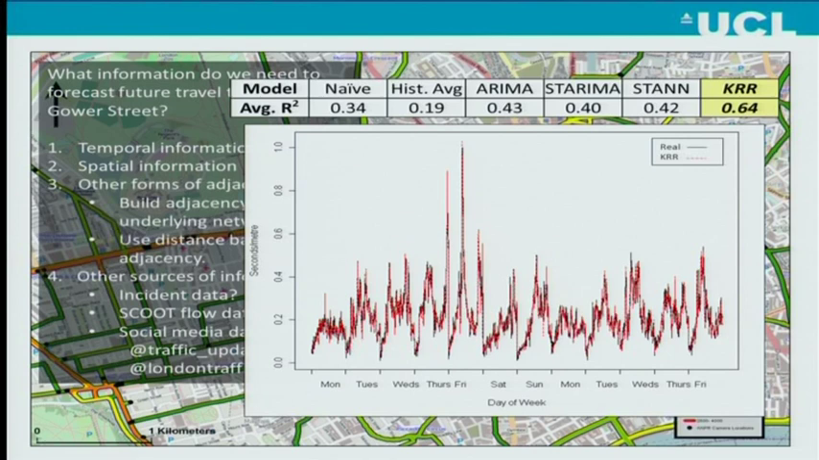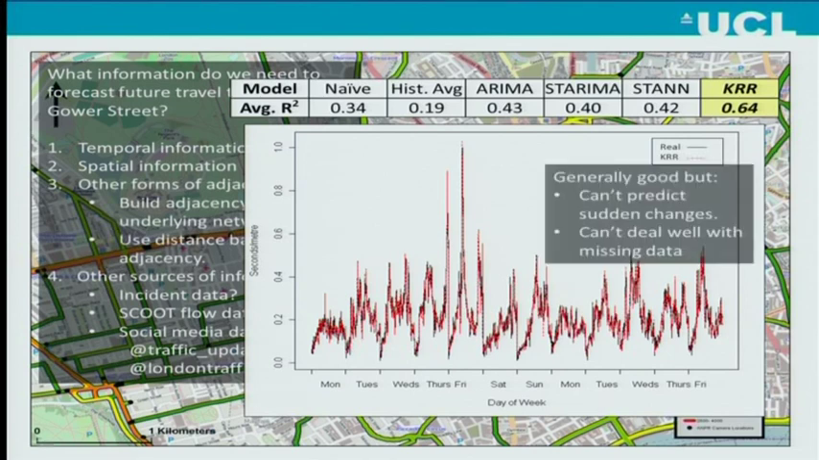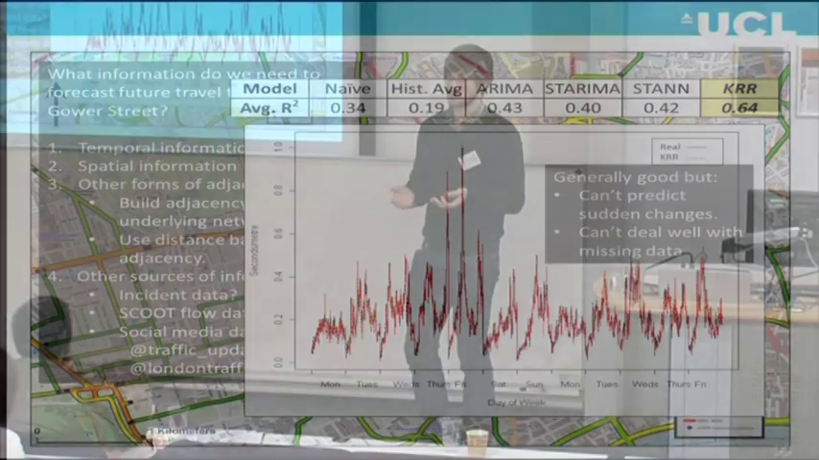However, when we use this purely temporal approach, there are certain things we can't do. We can't predict sudden changes in traffic, because if a car crashes, you don't know that's going to happen. Also, if there's a lot of missing data, which is the case in this network, sometimes up to even 100%, you don't know what's happening because you've got no local temporal information.